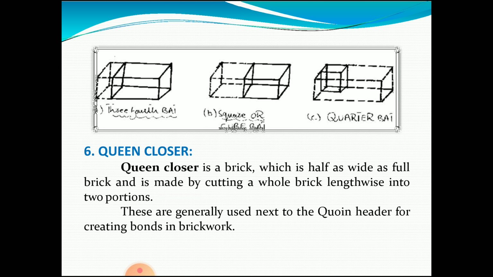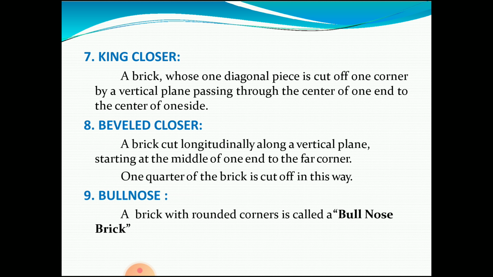bricks. The next important concept is the queen closer. It is a brick which is half as wide as a full brick and is made by cutting a whole brick lengthwise into two portions. It is generally used next to the queen header for creating bonds in a brickwork.